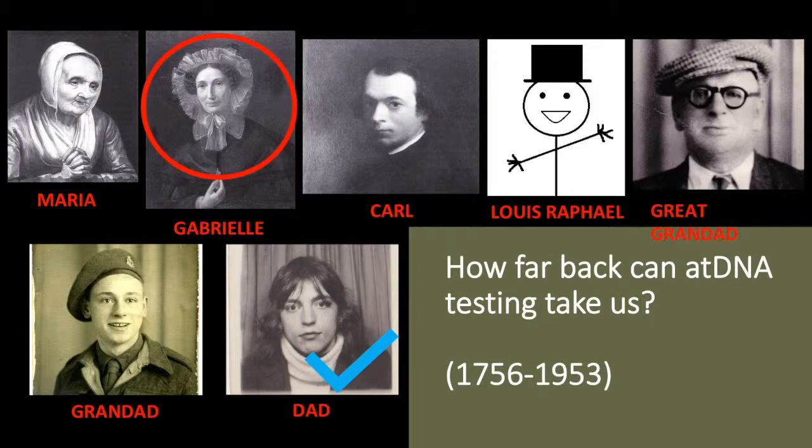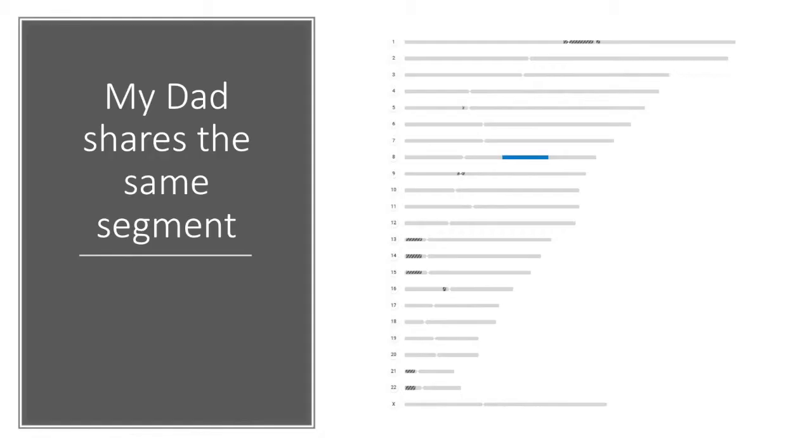we can't just use me and Anton. We can't just rely on this single segment, because we need as much data as we can to feel confident in our conclusions. So I compare everyone else in my family to Anton. My dad shares the same segment. That's a really good sign.